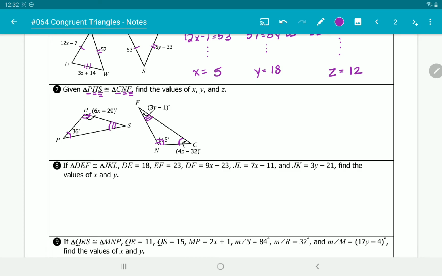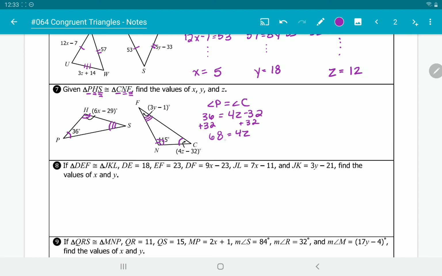Okay? So let's go ahead and start with angle P and angle C. Those are the same because they have the same number of tick marks. Angle P is 36. Angle C is 4z minus 32. Okay? So now we can go ahead and solve. And I'm actually going to work this one through completely because it's a little different. So we're going to add 32 to both sides. Okay, so it's going to give us 68 equals 4z.